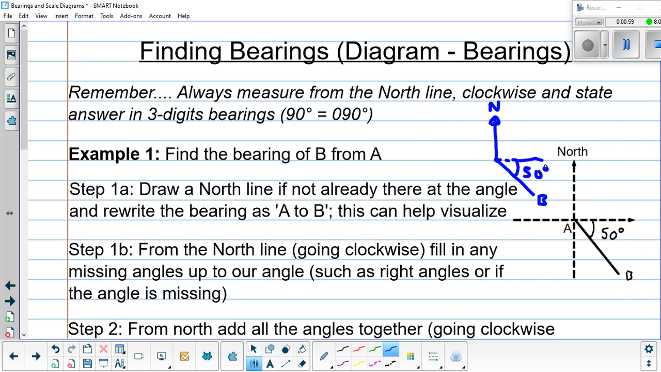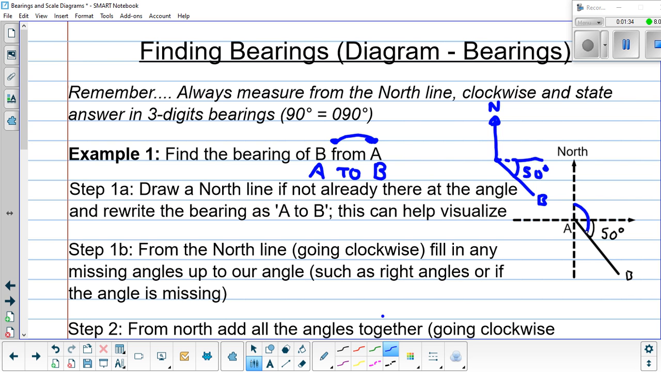An easier way to think about bearings, though, is to switch this around. So instead of B from A, let's talk about A to B, because this is really what we're doing. We want the angle from A to B. So starting at north, A to B is that angle. Because B from A, you're talking almost in a reverse direction, but it's still saying the exact same thing, just harder to visualize. So from this north line, we want to find how we get to B.